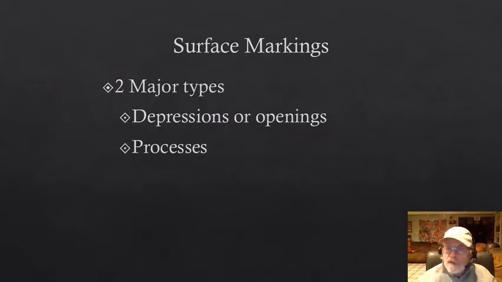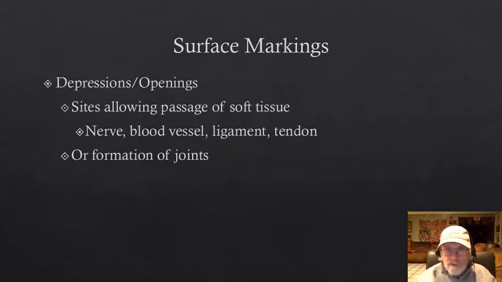Now we have two types of surface markings, and this is pretty simple. This isn't rocket science. We have depressions or openings, which are things that are cut out or holes. We also have processes. Processes are basically lumps and bumps on things. We have a bunch of different types of these, so this is just where we start. Guess what? We've just opened the door here. There are a number of these things we have to think about.